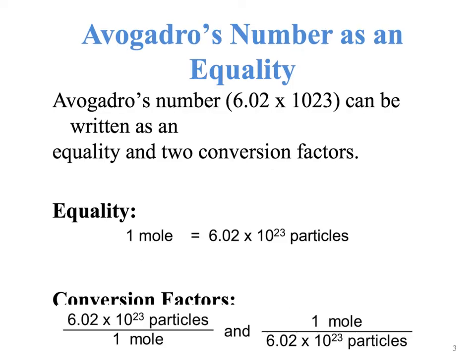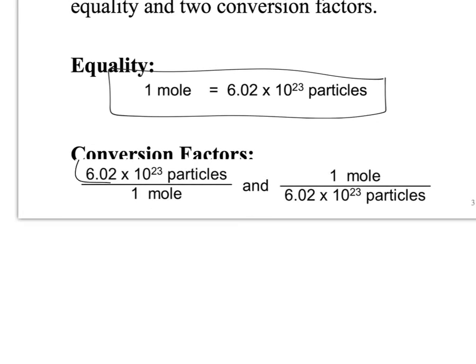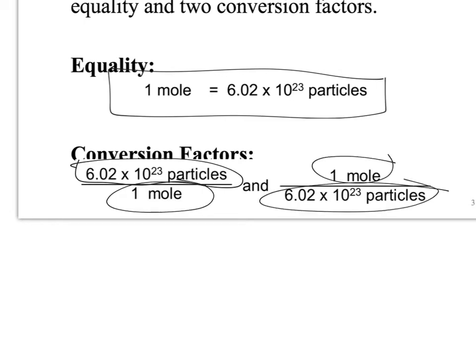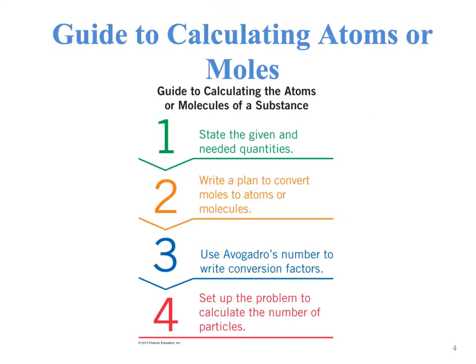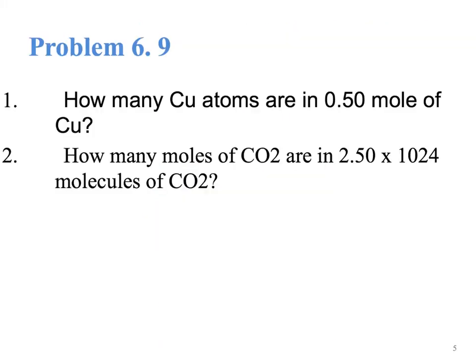Avogadro's number can be written as a conversion factor. We say 1 mole equals these many particles. And then we can write conversion factors: these many particles over 1 mole, or 1 mole over these many particles. And why do we do that? In order to do conversions. So here is the guide to calculate atoms or moles. We need the quantities that are given, plan a conversion factor, use Avogadro's number, and set up the problem.